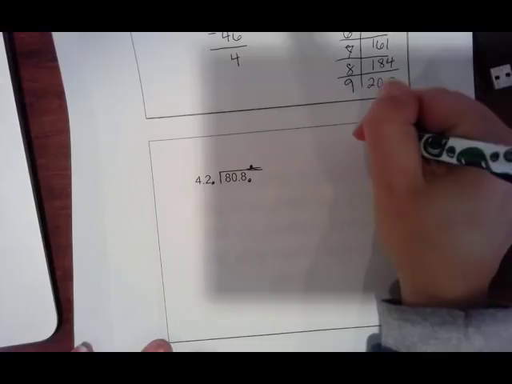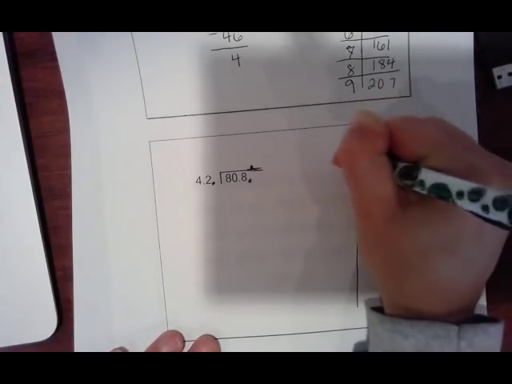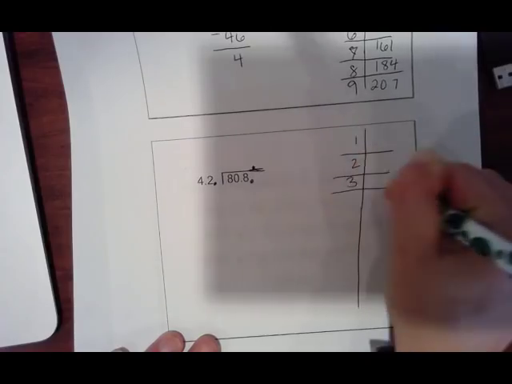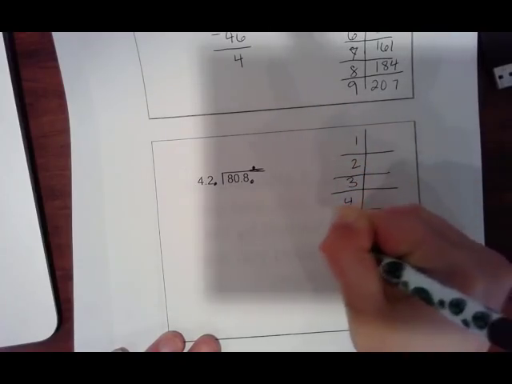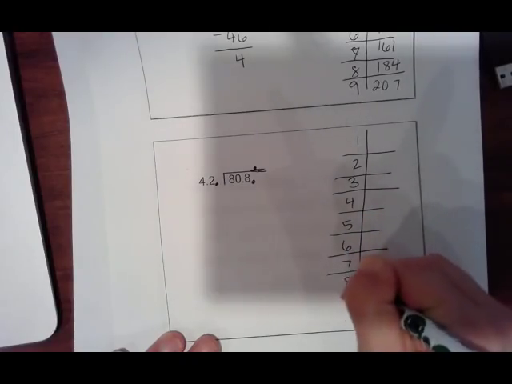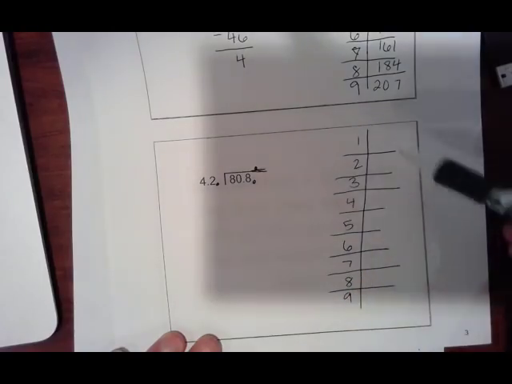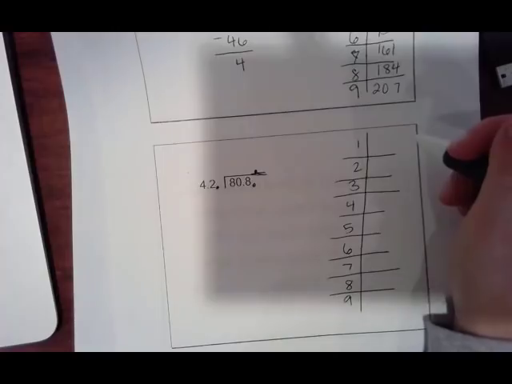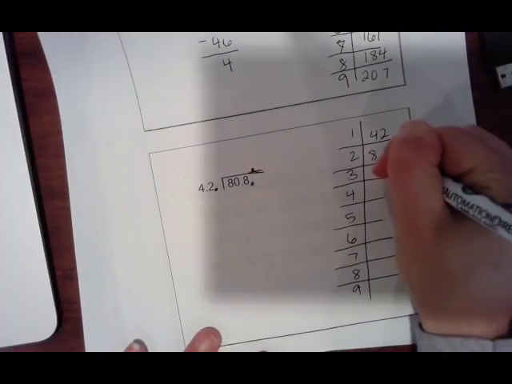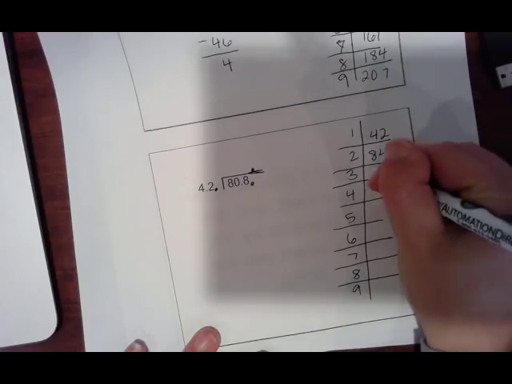And I can go ahead and make my table here if I want. Remember, on the left we do 1 through 9. And on the right side, it's essentially taking your divisor and multiplying it by all of these numbers. So you're finding the multiples of 42. So 1 times 42 is 42. 2 times 42 is 84. 42 times 3 is 126.